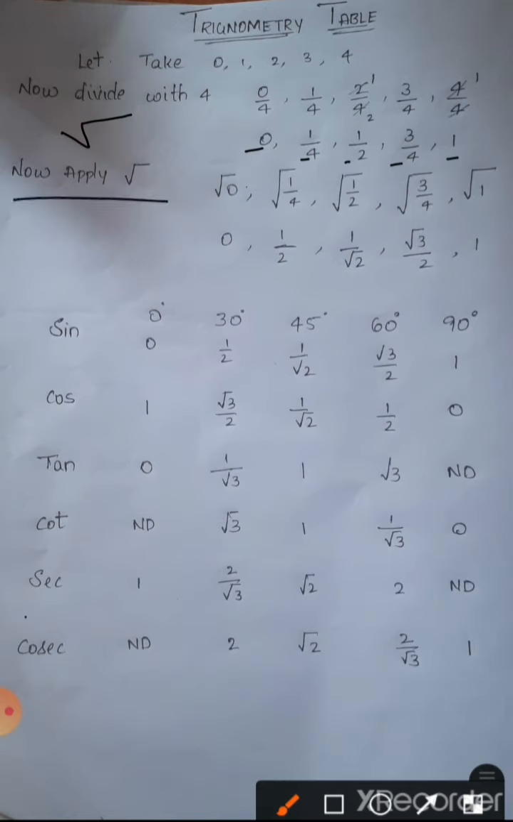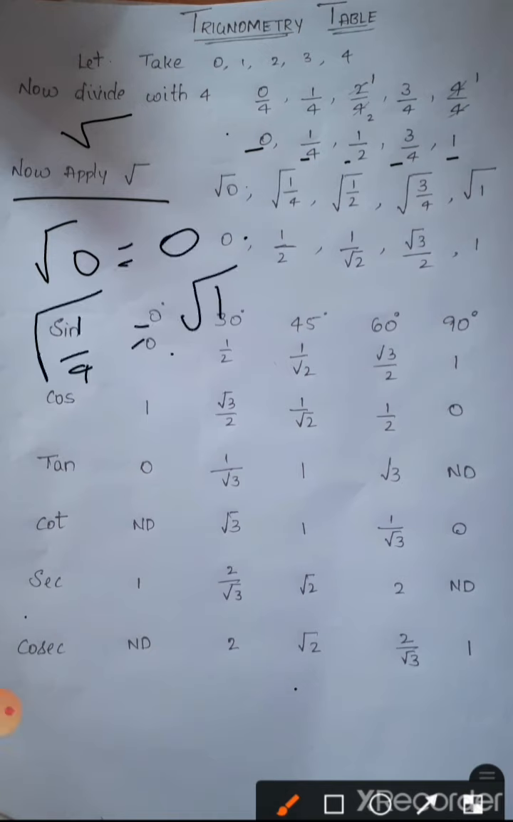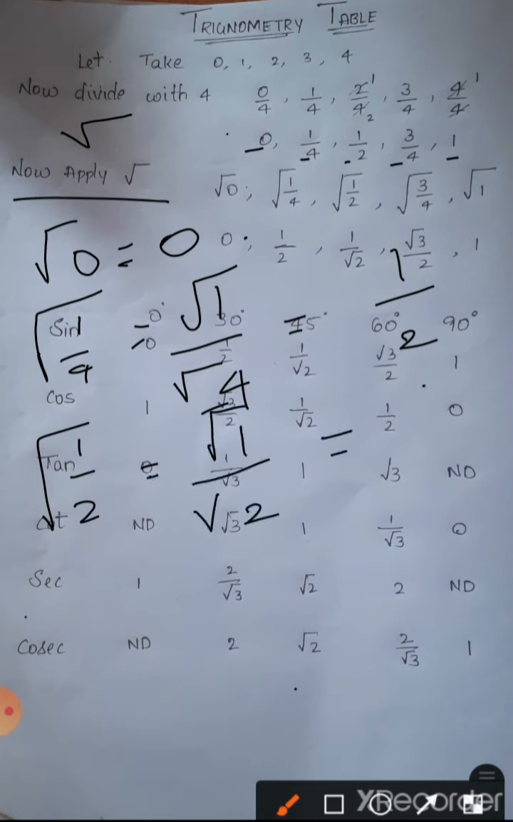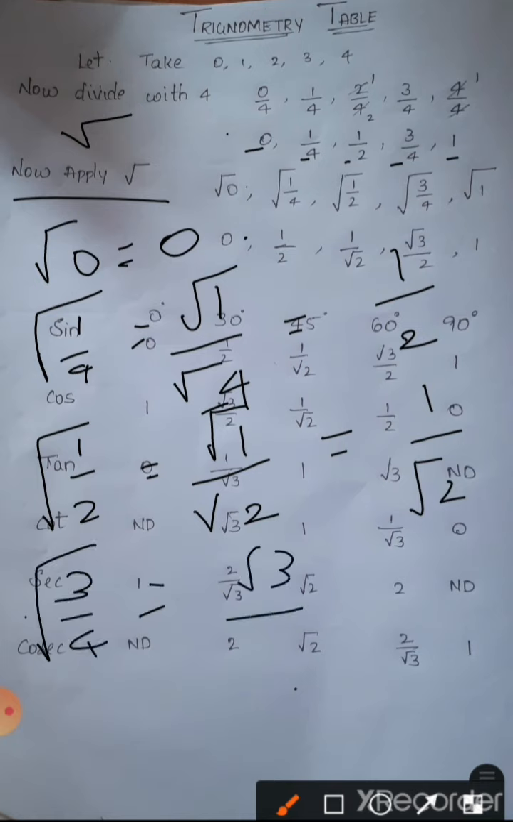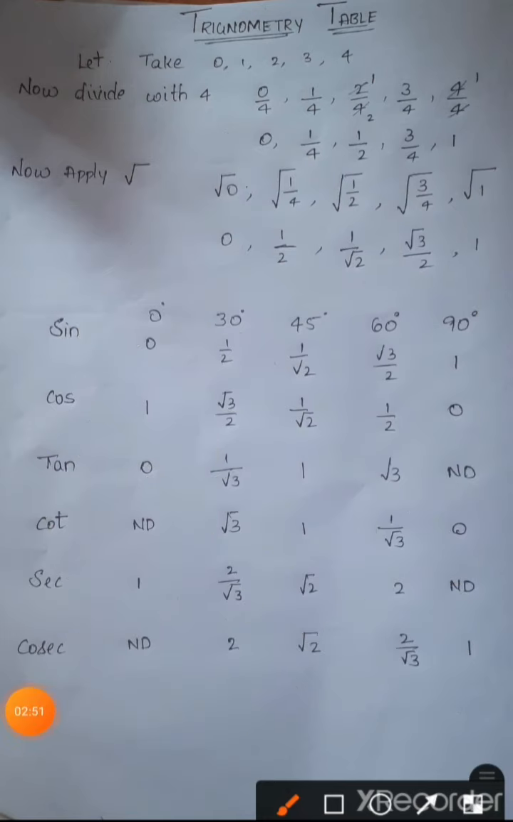Now apply root to these numbers. What is the value of root 0? It's 0. What is the value of root 1 by 4? Root 1 by root 4, that is 1 by 2. Root 1 by 2 means root 1 by root 2, that is 1 by root 2. And root 3 by 4 is root 3 by root 4, which is root 3 by 2. And root 1 is equal to 1. So after applying root, we got 0, 1 by 2, 1 by root 2, root 3 by 2, 1. These are the values of sine.